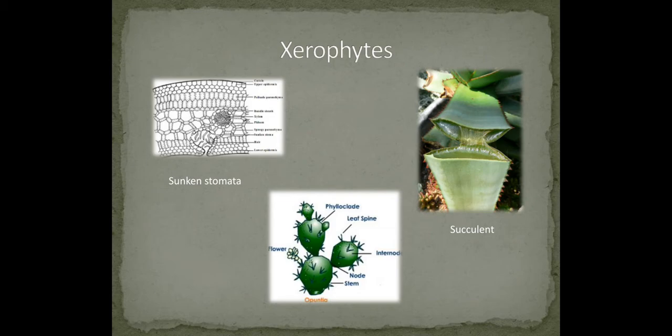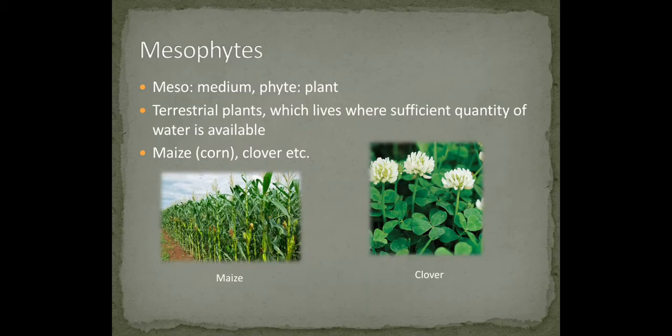transpiration. Okay, so these were the adaptations of xerophytes, and by these adaptations, by these modifications, the xerophytes can conserve the water inside their body, and they can survive in an environment where very little water is available. Okay, now coming toward the second group of plants, that is mesophytes.